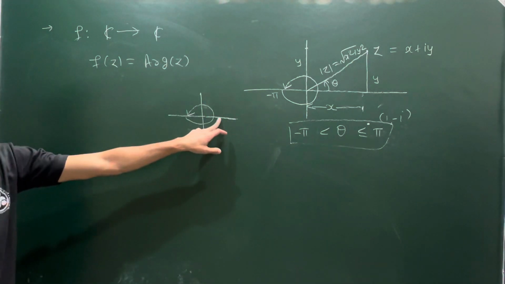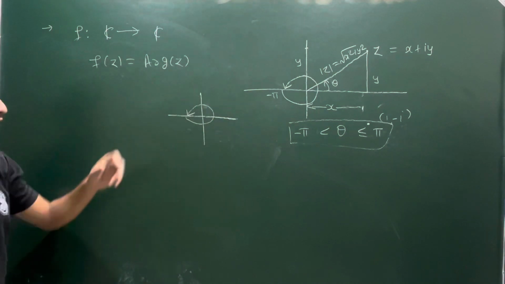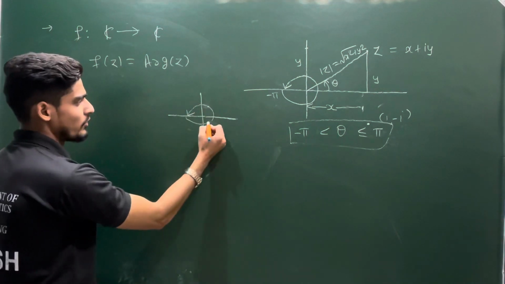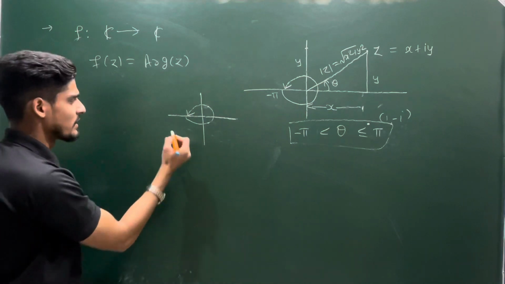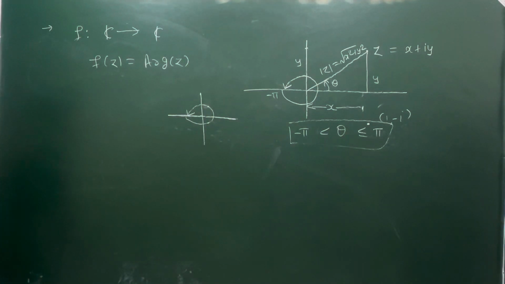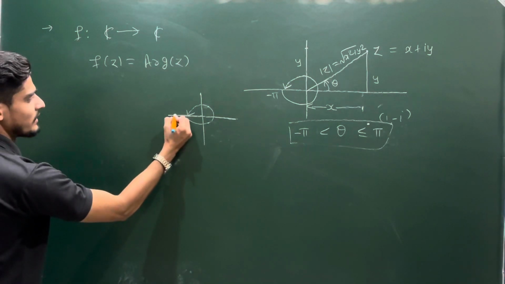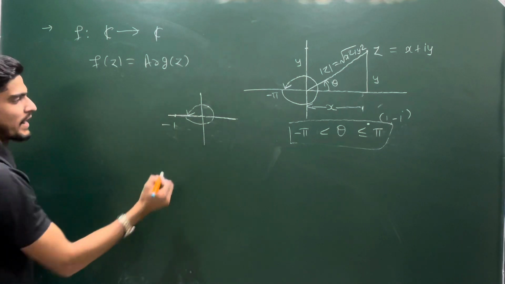Suppose you are here, then you can give me the argument easily. If you are here, you can give me the argument easily. If you are here, you can give me the argument easily. But suppose you are at this line, you cannot give me the argument easily. Why can you not give me the argument easily? Suppose you are at this point, say this is minus 1.